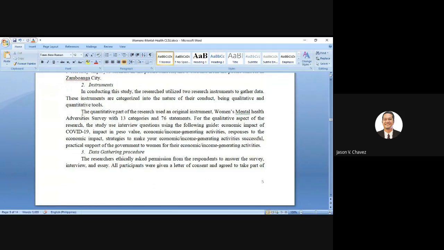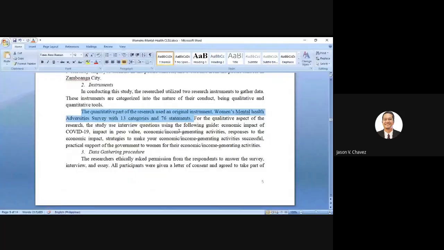So it says here, the quantitative part of the research used an original instrument on women's mental health adversities with 13 categories and 6 stages. So you have to be very specific. Now, for the qualitative aspect of the research, the study used interview questions using the following guide. Yeah, so it's very specific.